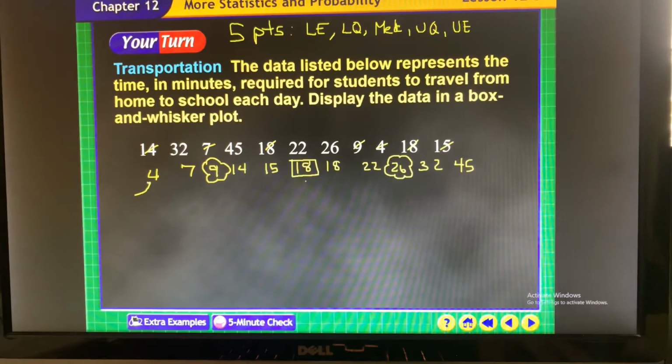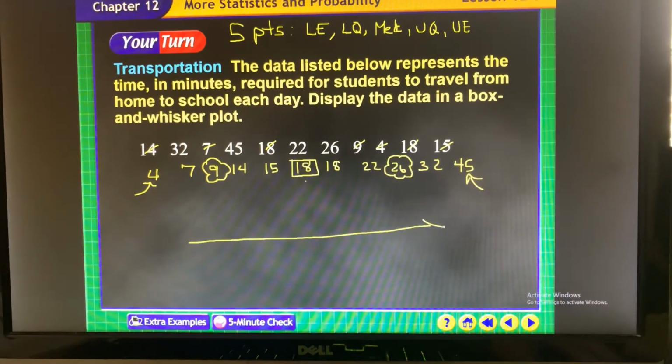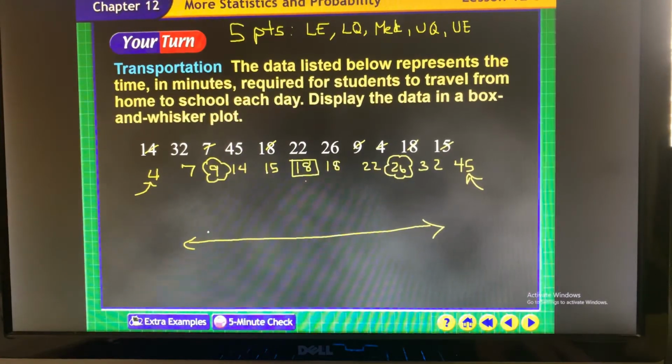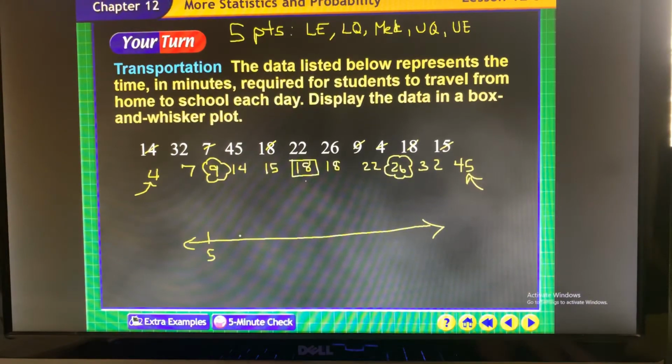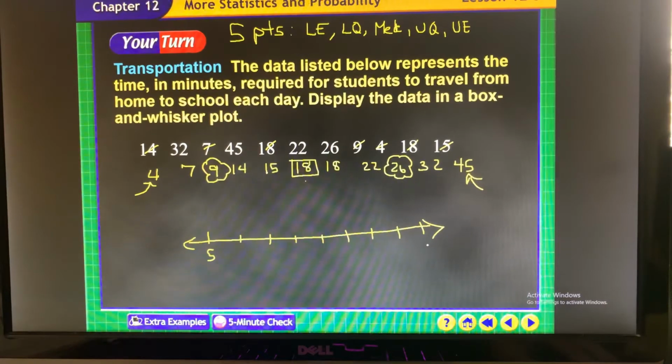And then these are your extremes, right there and right there. So now when I make my number line, I gotta remember I gotta go from 4 to 45. So it's up to you how you make your number line. You can go by 5s if you want. You can go by 2s if you want. I'm thinking 5s probably would be good. So if I went 5, 10, 15, 20, 25, 30, 35, 40, 45. Okay?